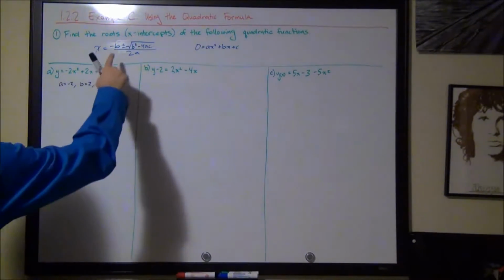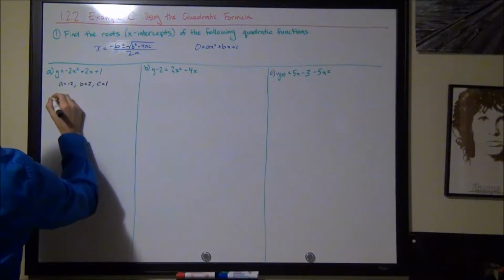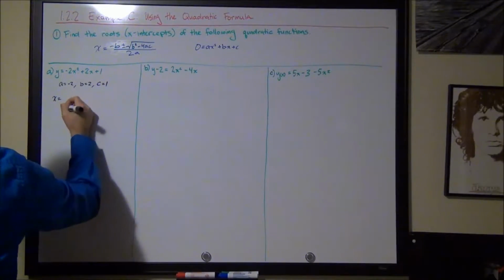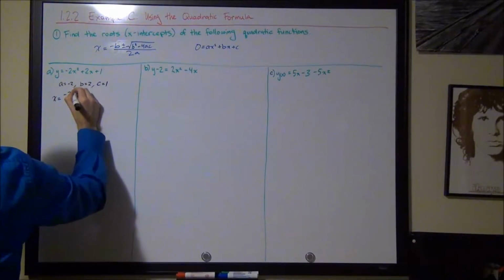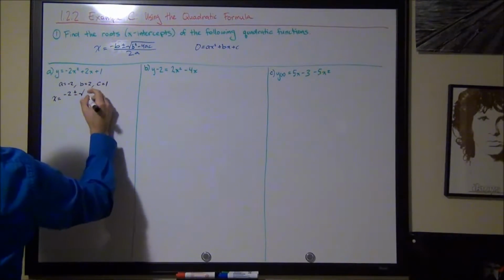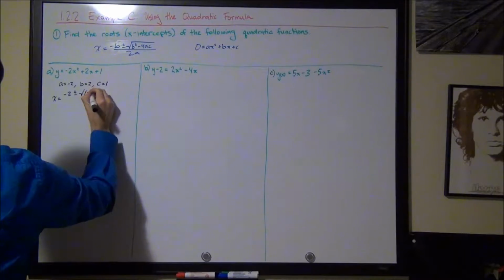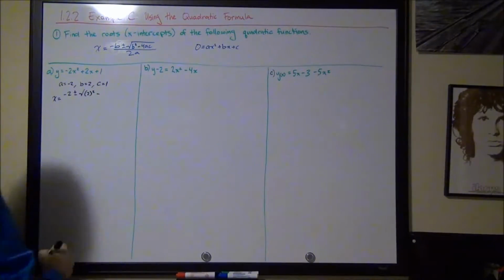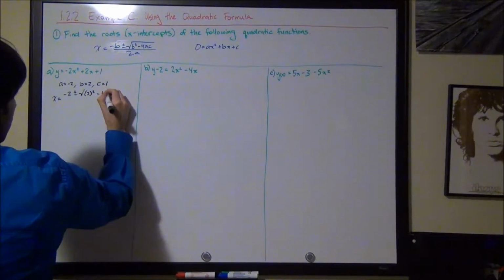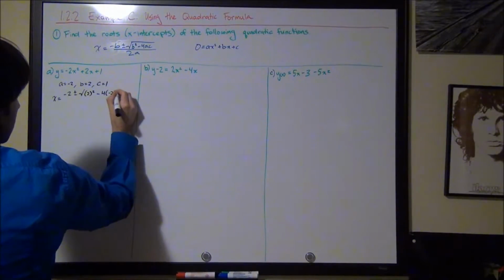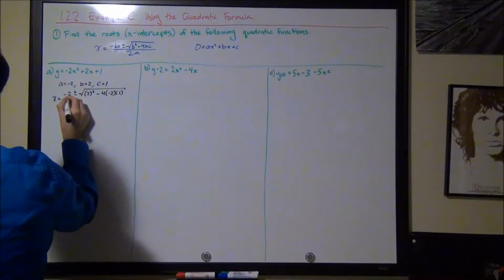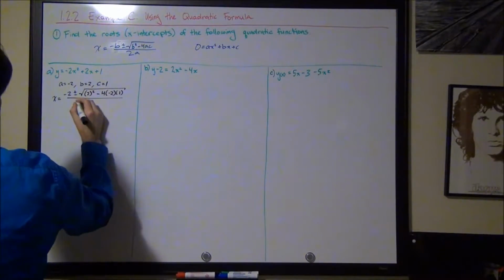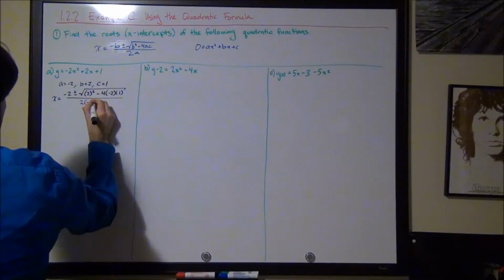When we go to use this quadratic formula, we're going to write that x is going to equal the minus of b, so minus b, plus or minus the square root of b squared, so 2 squared, minus 4 times a times c, and that whole thing is square rooted, and then we divide by 2 times a, so 2 times negative 2.